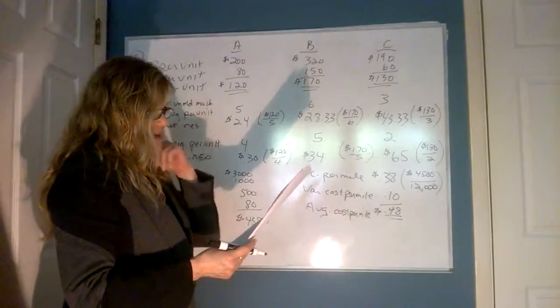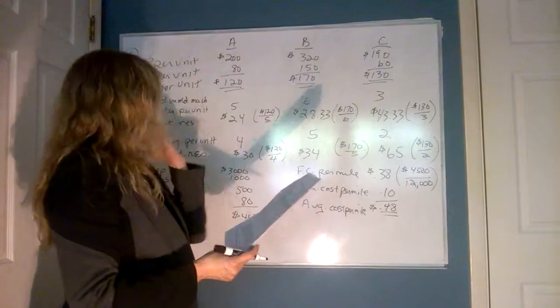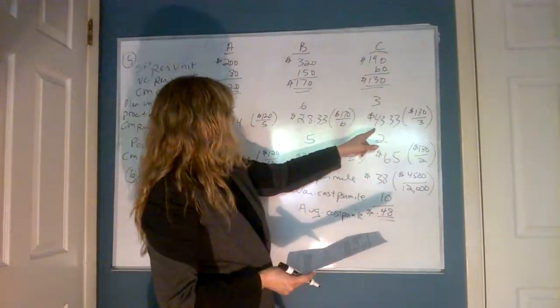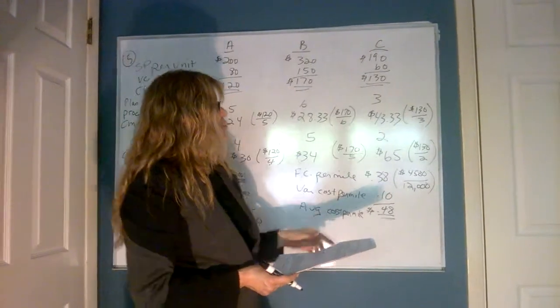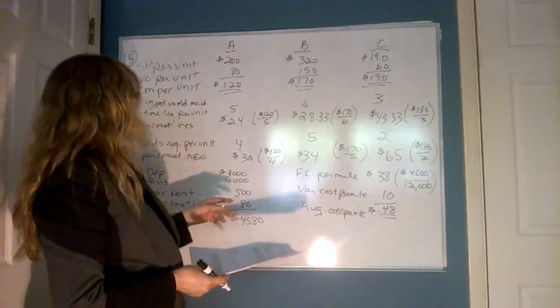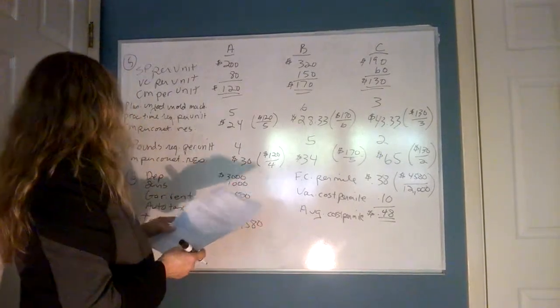The next part of the question is asking which is most profitable and which is least profitable. Most profitable is C. We have 43.33 contribution margin at the constrained resource. Least profitable A, $24 at the constrained resource.